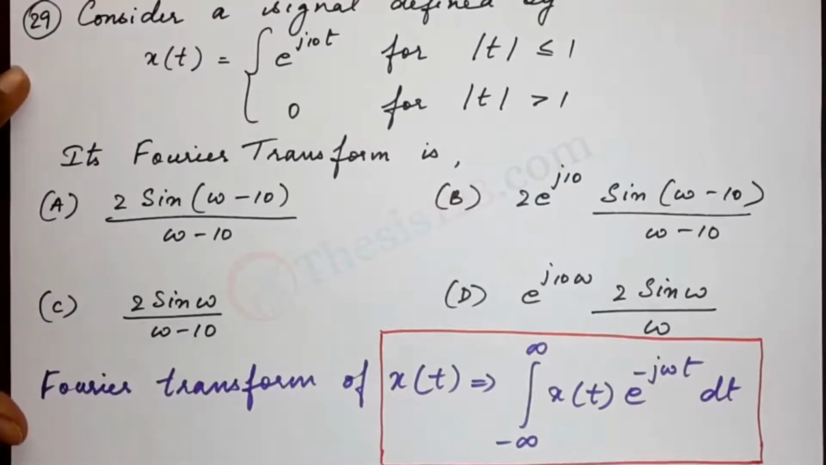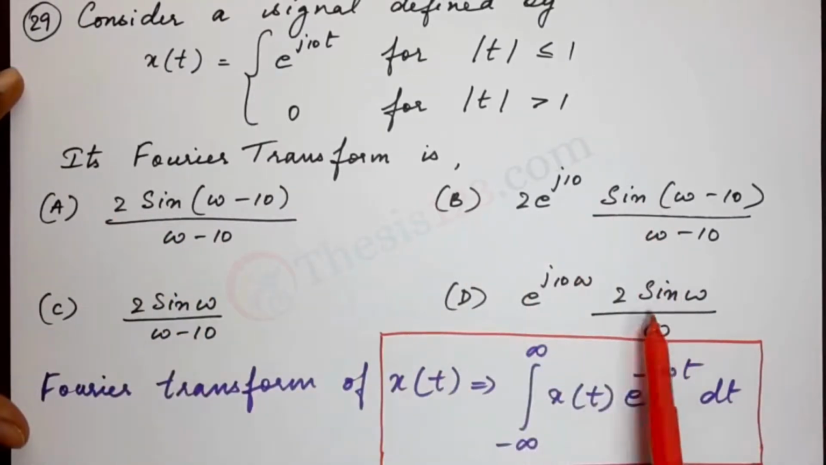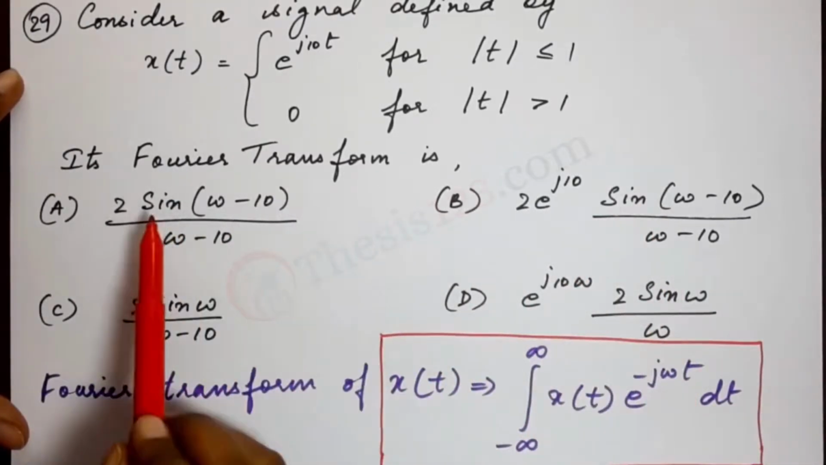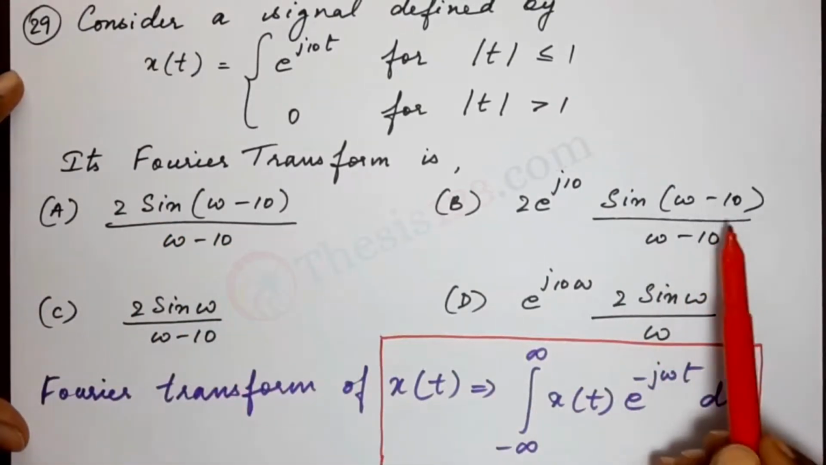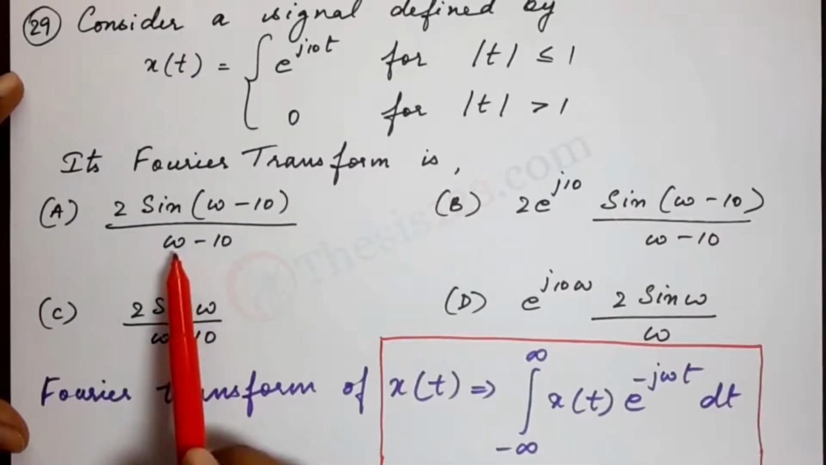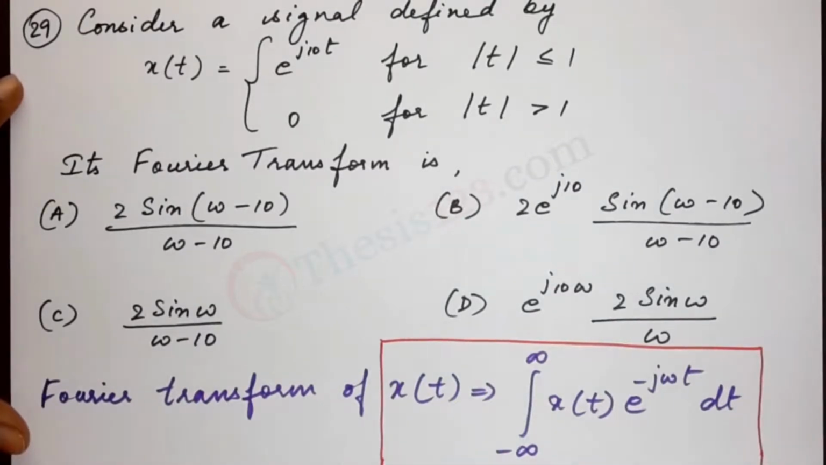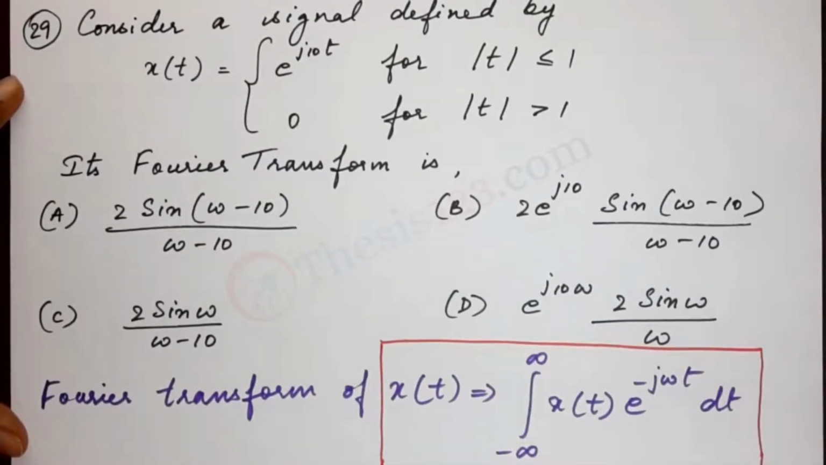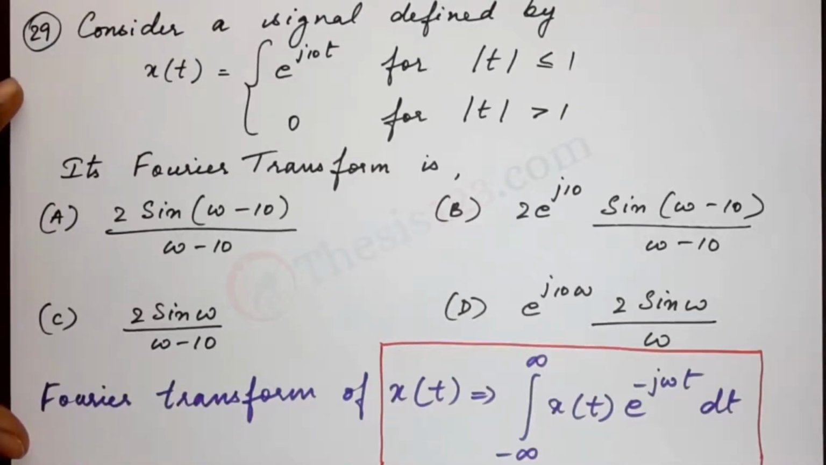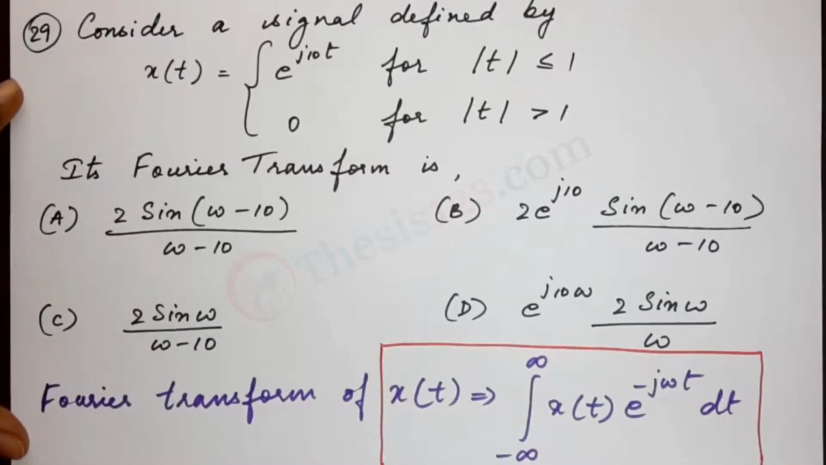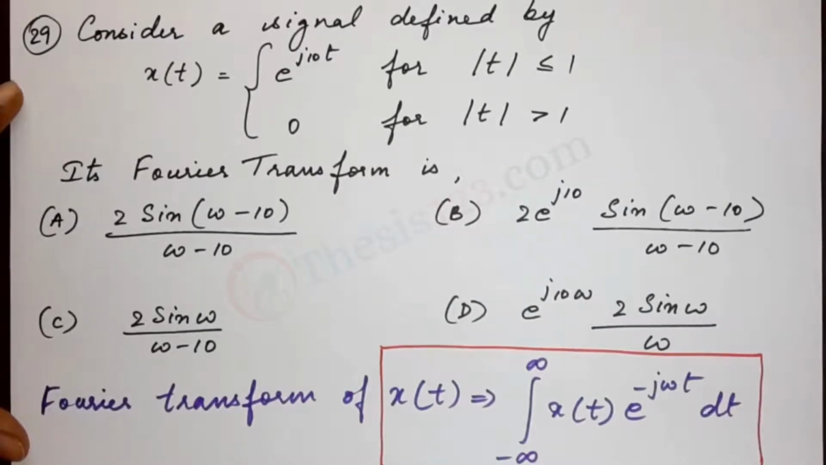Now, along with this, you will also have to note the answers here. They have given us four options, all in terms of sine, and also note the part which is within the brackets here. It's in terms of omega minus 10. So, let's just keep that in mind while solving the problem. Okay? Alright, so we have our formula. X of omega is equal to the integral from minus infinity to infinity of x of t into e power minus j omega t dt.